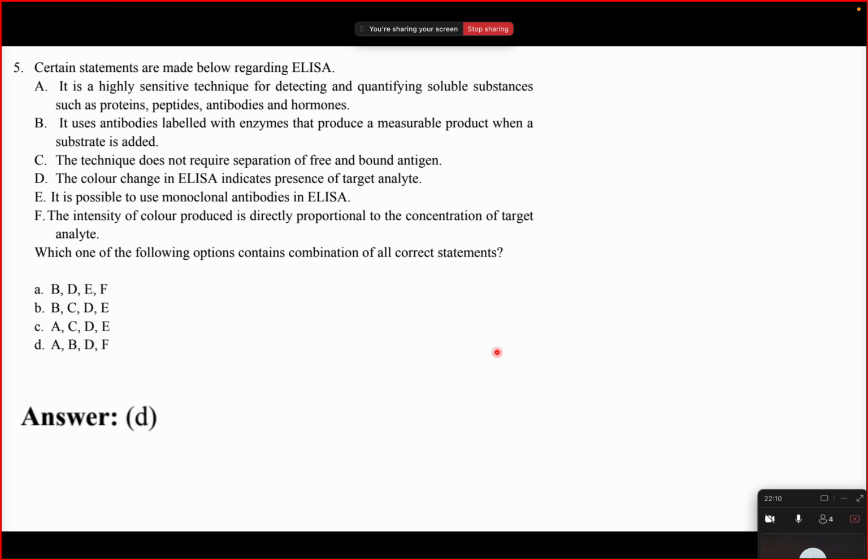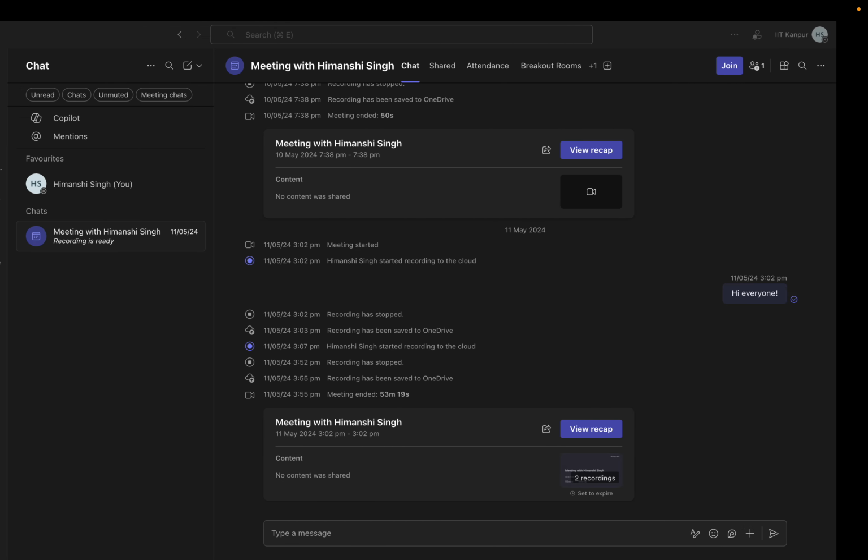So the statements C and E are incorrect. Statement C says the technique does not require separation of free and bound antigen. We do need that, right? And E, it is possible to use monoclonal antibodies, which is false because of reasons. Anyone?